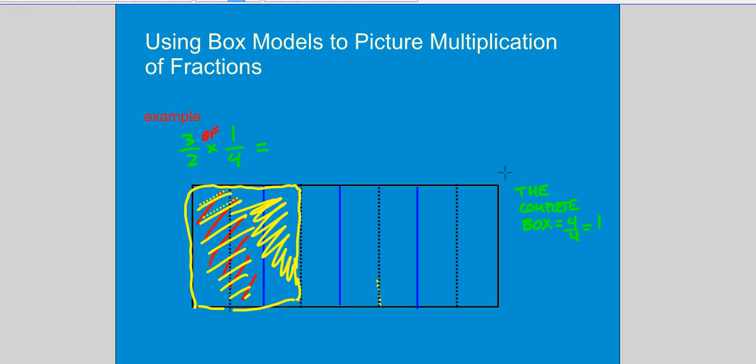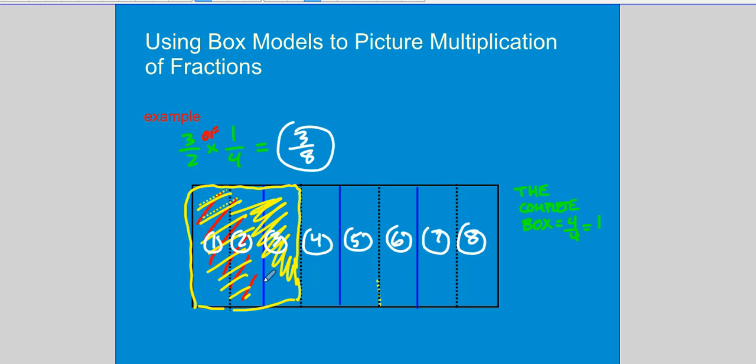So now notice I've got 1, 2, 3, 4, 5, 6, 7, 8. So this is 1 whole. It's also 4/4. It's also 8/8, and I have 3 of those 8 shaded. So my answer is going to be 3/8. Now the box model can illustrate what we're doing, but it's not a very efficient way to do things. So we're going to move away from this as quickly as possible.